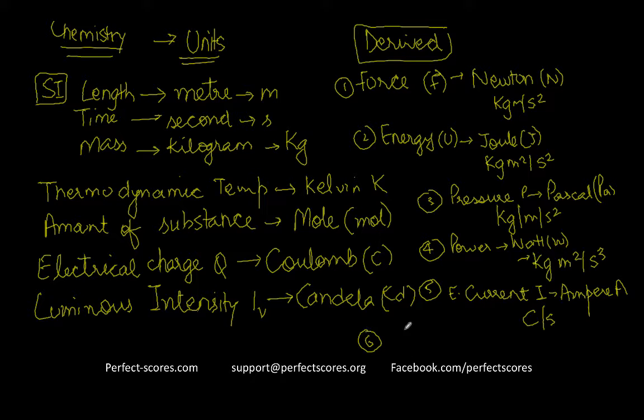And the sixth and the last derived unit that we will be covering in this video is electrical potential. We will not be discussing the definitions right now, just the units so that you have a clear idea, a clear revision of what these things are before we go ahead. Electrical potential represented by V, and the unit is a volt, which is equal to joules per coulomb.